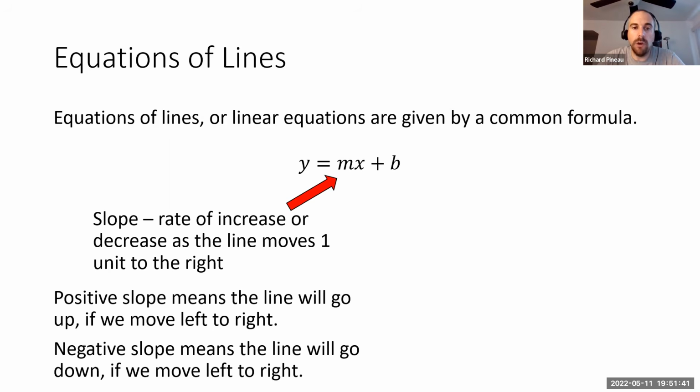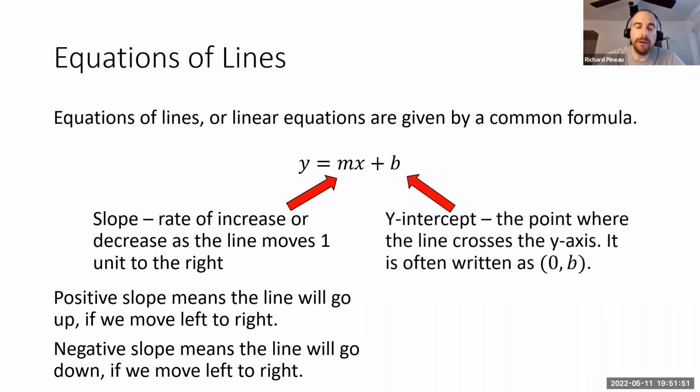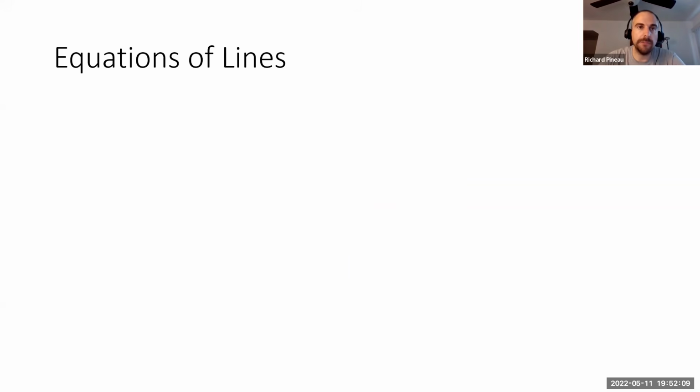A positive slope means the line is going to go up if you move left to right. And if it's a negative slope, it means the line is going to go down as you move left to right. So it can be positive or negative. Could be 0 too. 0 means it would be flat. And b is known as the y-intercept. The y-intercept is the point where the line crosses the y-axis. And it's often written as the ordered pair (0, b). So it's the point where we cross the y-axis.